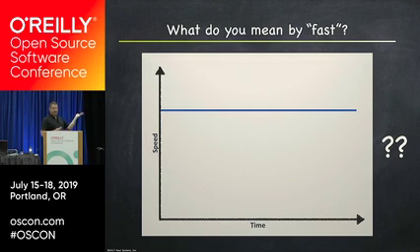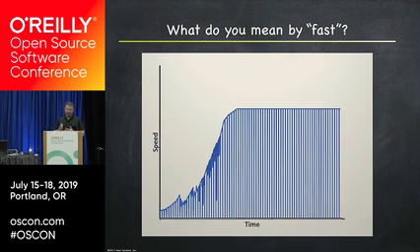And we would like speed to look like this. It's some number and it's totally constant, but it's not like that in any real system in the world. In the Java world, it tends to look like this. It's sort of the shape of speed over time.